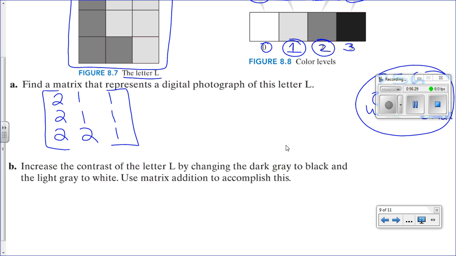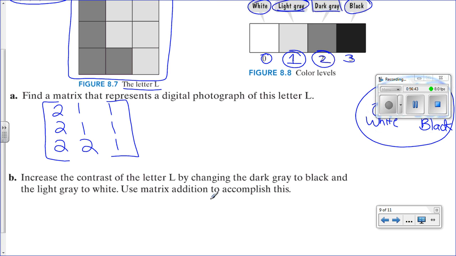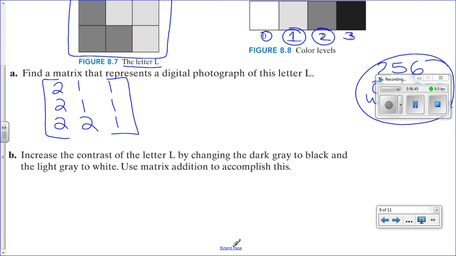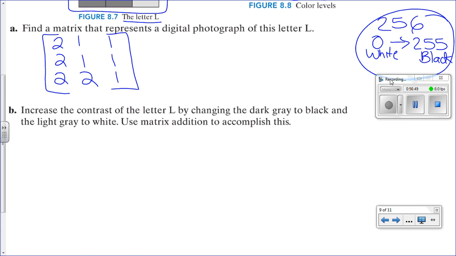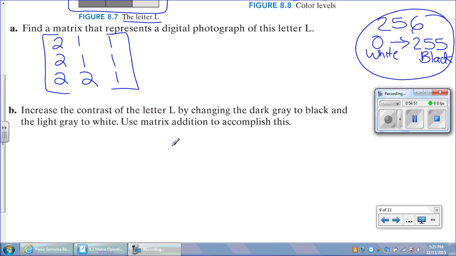So now what we're going to do is increase the contrast of the letter L. So what that means is that you want to make your dark shades darker and your lighter shades lighter. That's how you increase the contrast of a picture. I'm sure you have done that maybe with Photoshop or any other software. So let's see what's happening behind the numbers.